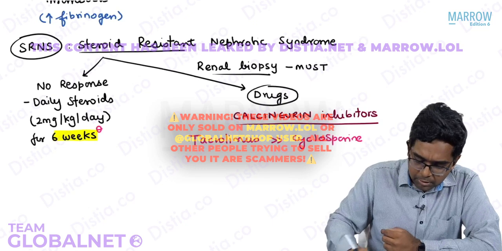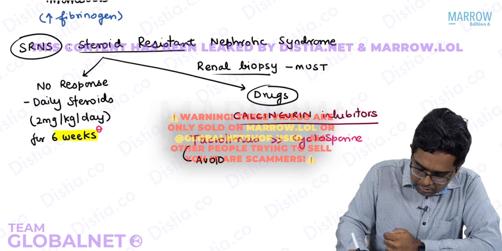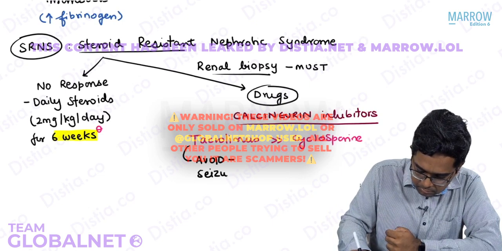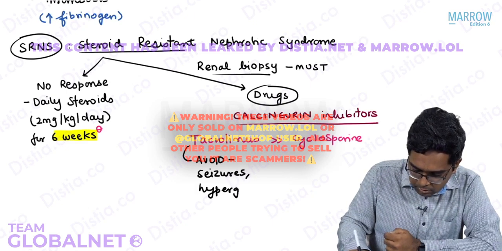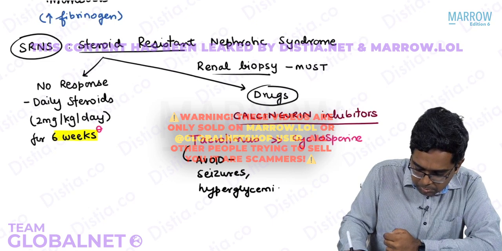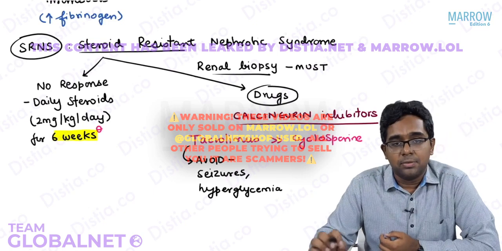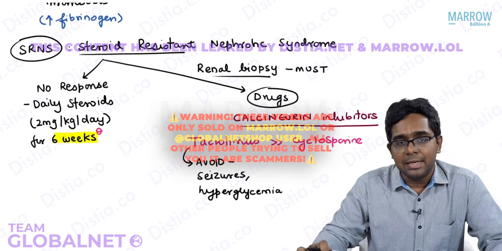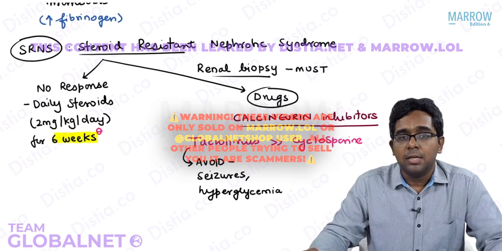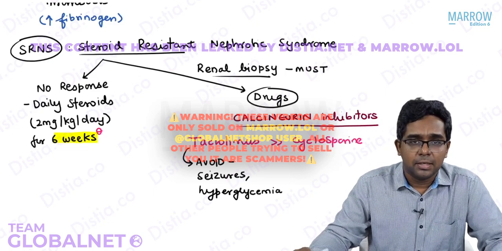Okay. Now the only point about this tacrolimus is that it is avoided or contraindicated in patients with seizures and in hyperglycemia. So in these two conditions alone, cyclosporin is preferred. Otherwise, in all other scenarios, tacrolimus is the initial calcineurin inhibitor for the treatment of nephrotic syndrome. That is about the guidelines as well as some definitions in nephrotic syndrome. I have included all the relevant facts from the new 2021 guidelines for management of nephrotic syndrome.